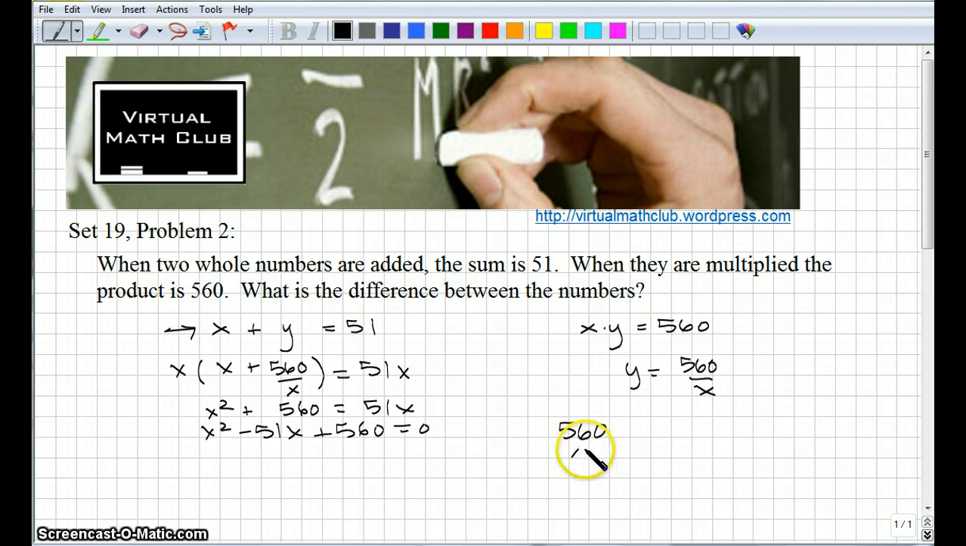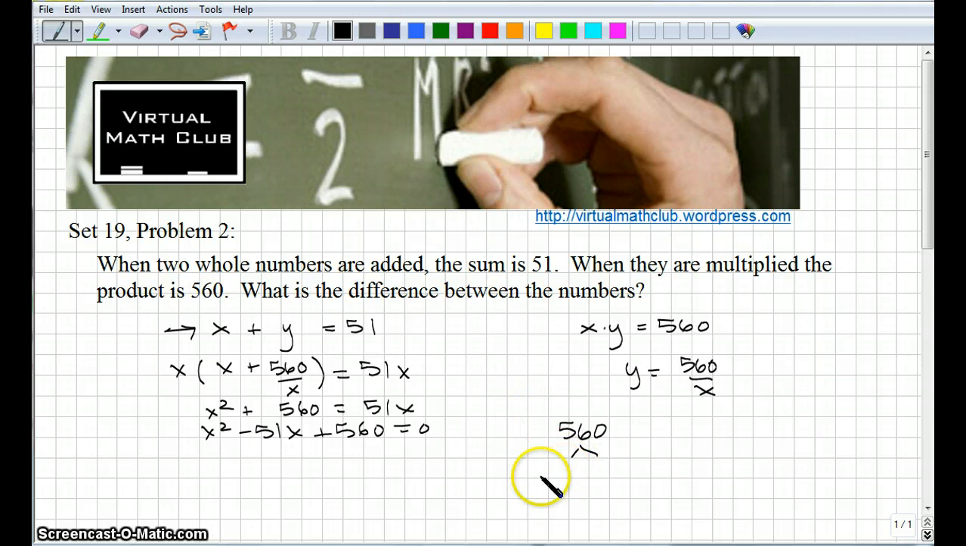In fact, I used to give my son problems. Just in the car, I used to play games with him and give him a number and say, what two numbers add to 5 and multiply to 6? And so he would figure that out for me. But those are the kinds of things you have to think about when you're solving quadratic equations. So let's look at the factors of 560, and see if we can find two factors of 560 that add to 51.